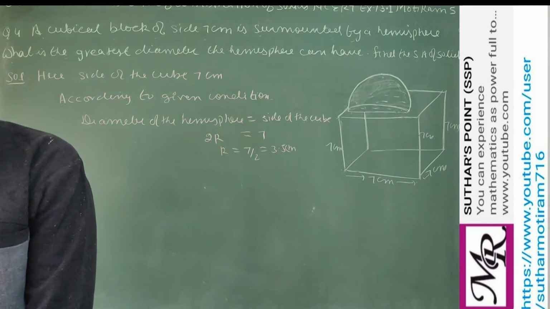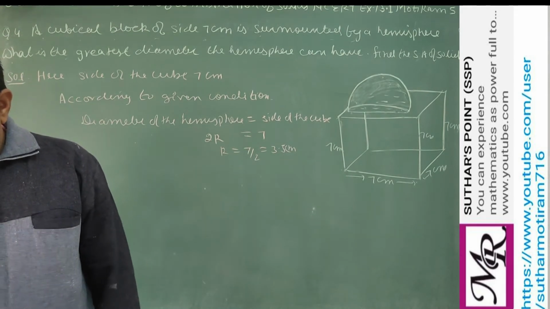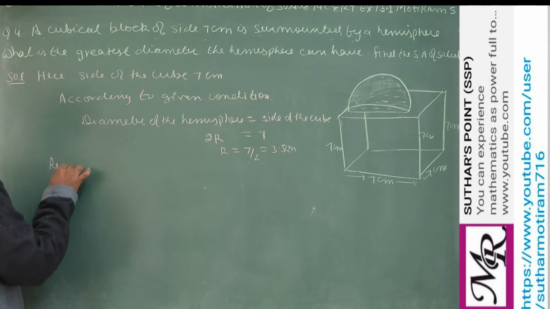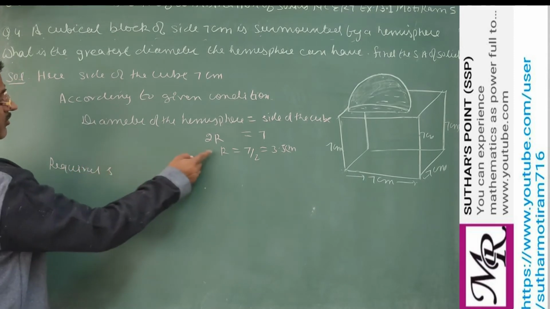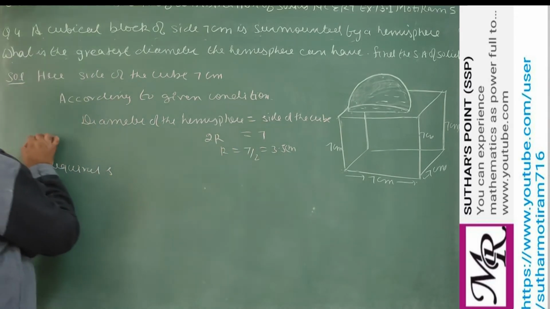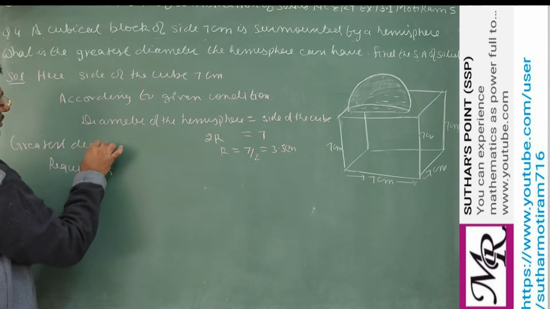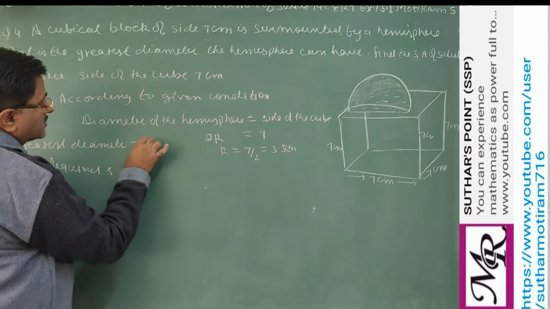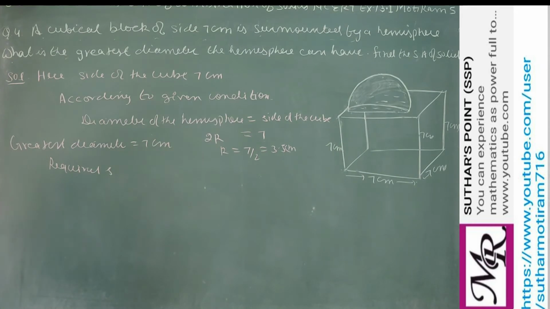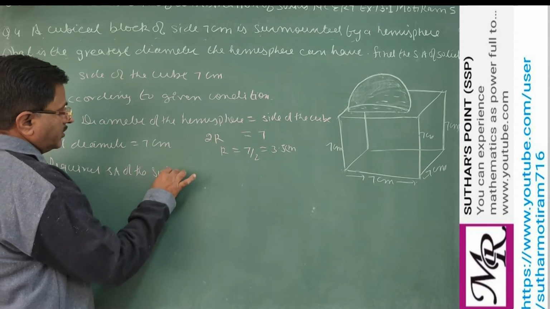Now the question says we have to find the surface area of the solid. So you can say required. Here the first part is already complete. What is the greatest diameter? So the greatest diameter is 7. So you may write here: greatest diameter equal to 7 centimeter. Clear?